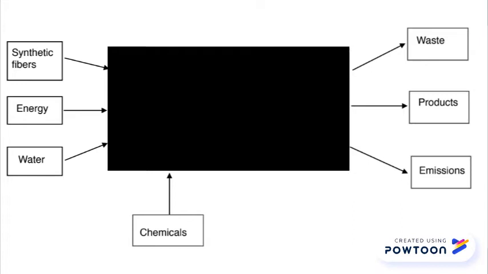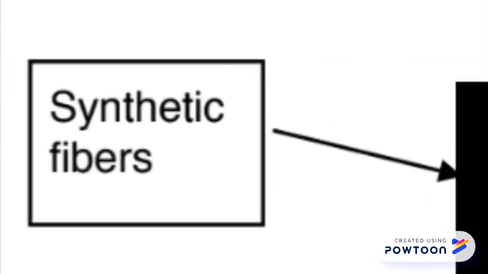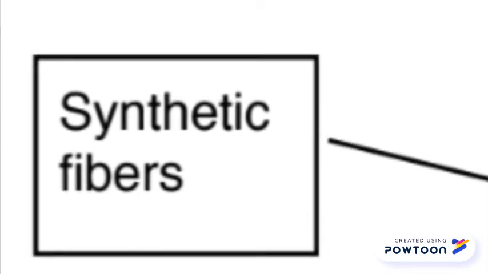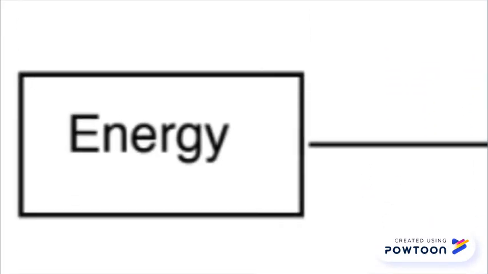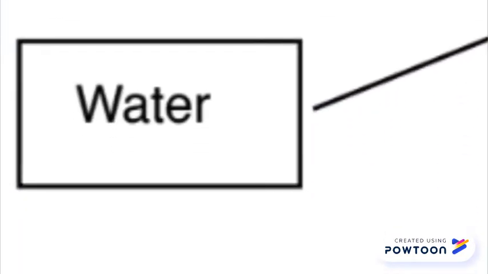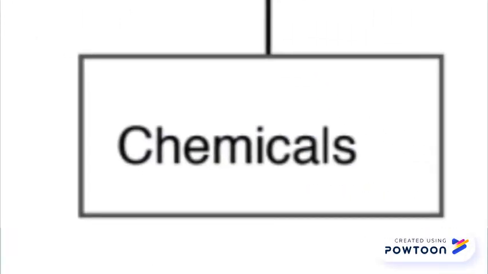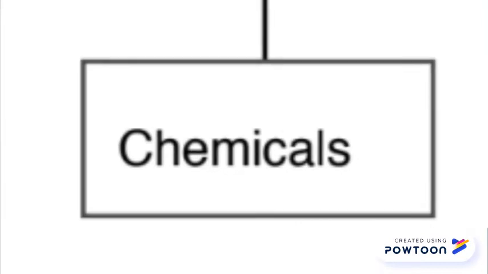The inputs are synthetic fibers, energy, water, and chemicals. Synthetic fibers are, for example, polyester and nylon. Energy is used for heating and electricity. Water is used in large amounts in many of the processes. Many heavy metals and toxic chemicals are used, mostly from using catalytic agents and petrochemicals.